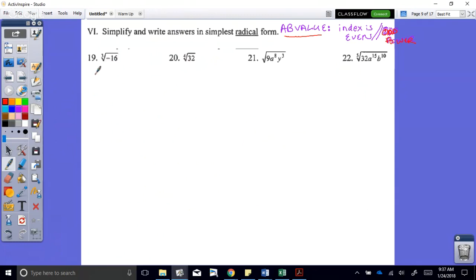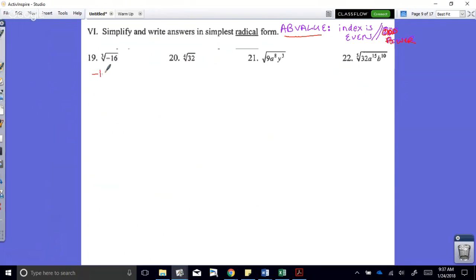Number 16: groups of 3 and negative 16. Negative 16, all that tells me is if the index is odd, we can do it. If it's even, we can't. It just means my answer is going to be negative. 4 times 4. We've got 2 times 2 and 2 times 2. If I have a group of 3, it comes out of the radical. If I don't have a group of 3, so this third or fourth 2, it's stuck inside. Negative 2.